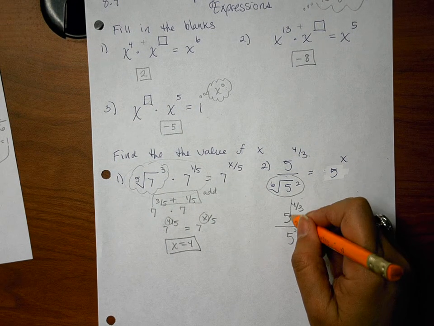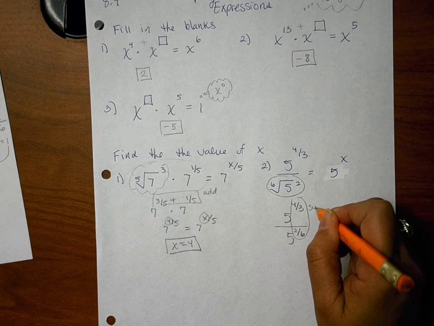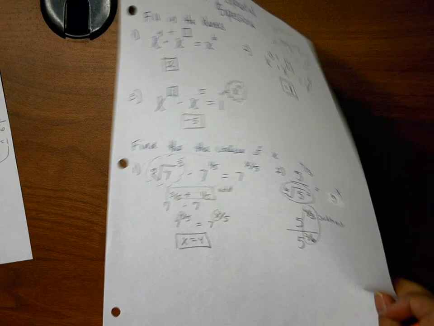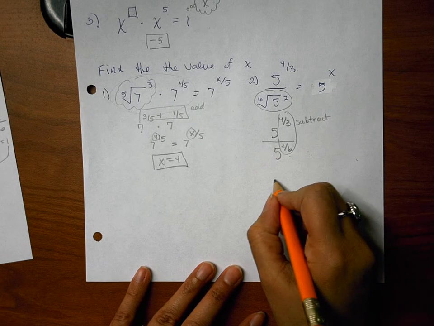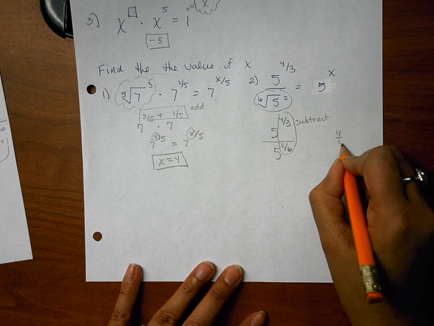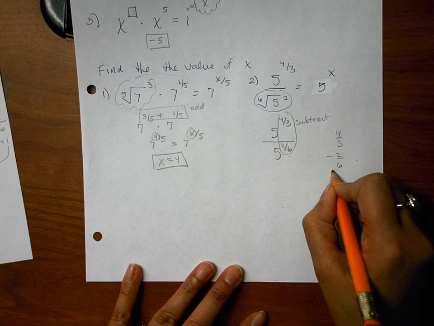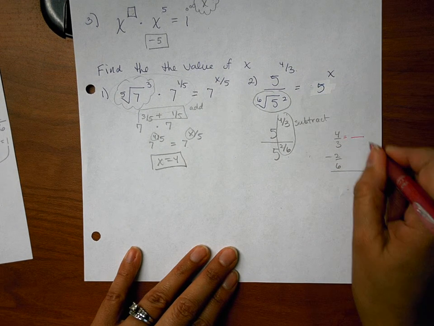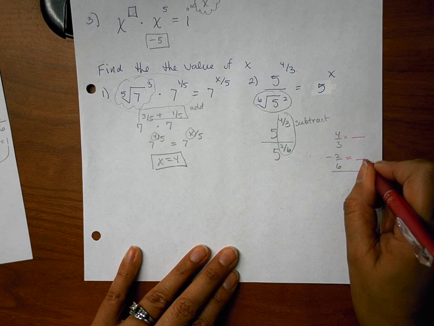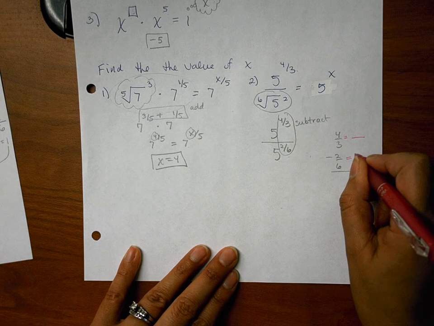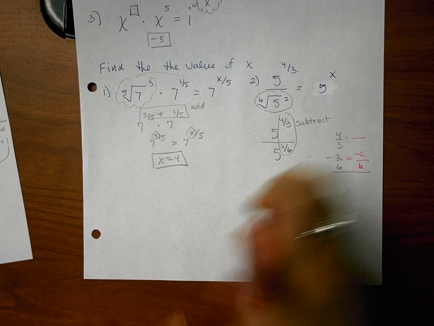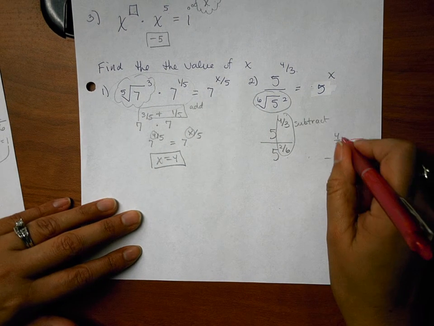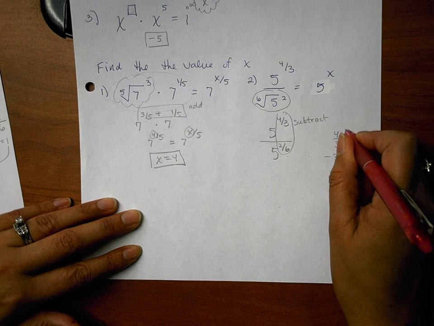5 to the 4/3, I'm going to leave that one the same, over 5 to the 2/6. Now remember here I don't add the exponents, I subtract. And the reason we subtract is because we're dividing like bases. Okay, so I'm going to do that here. 4/3 take away 2/6, finding a common denominator. Or you can reduce the 2/6, that's up to you. I'm just going to find a common denominator. 6 is going to stay.